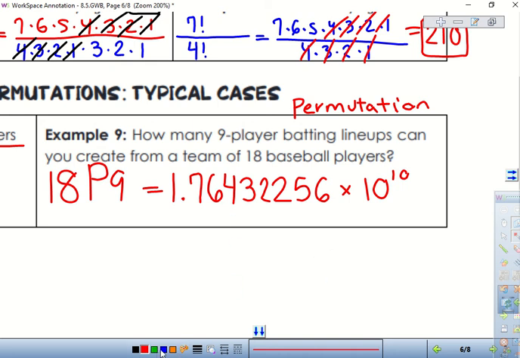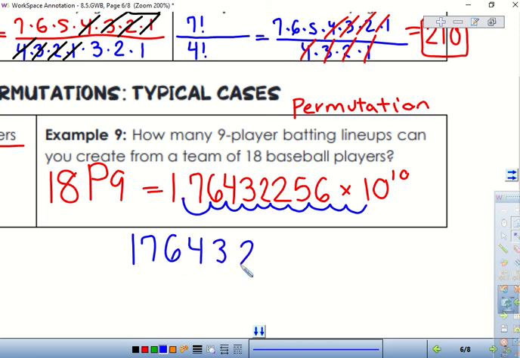So how you would actually get the number is to move the decimal place 10 digits to the right. 1, 2, 3, 4, 5, 6, 7, 8, 9, 10, and then fill in the gaps with zeros. So that's 1, 7, 6, 4, 3, 2, 2, 5, 6, 0, 0. I put in my commas. And that's 17,643,225,600. Yeah, it's a big number.